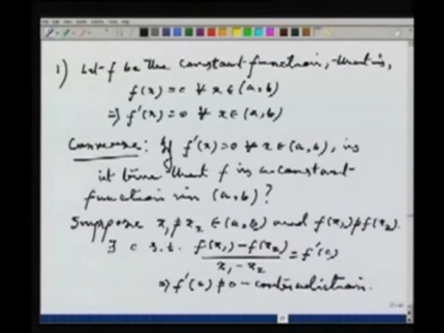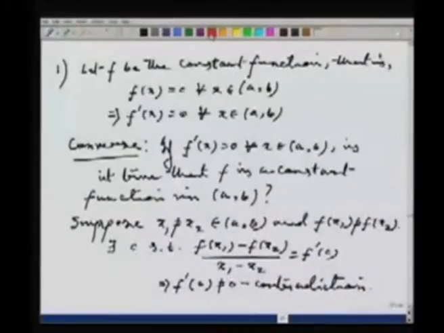This implies the function must be a constant function. That is, take any two x1 and x2, f(x1) has to be equal to f(x2). That is what we mean by saying that f is a constant function. But notice here that we need the condition that the derivative of the function vanishes everywhere in the interval.